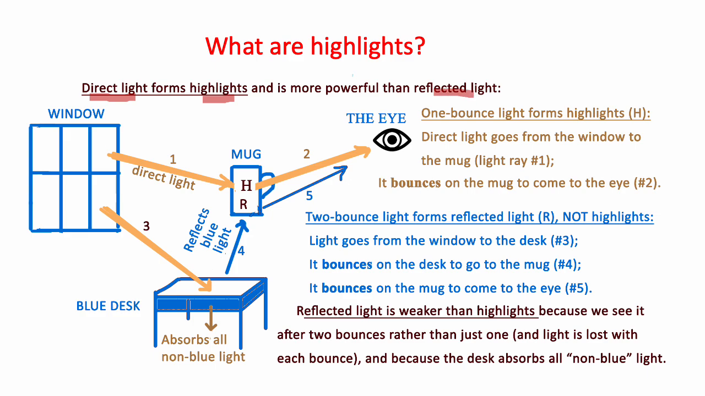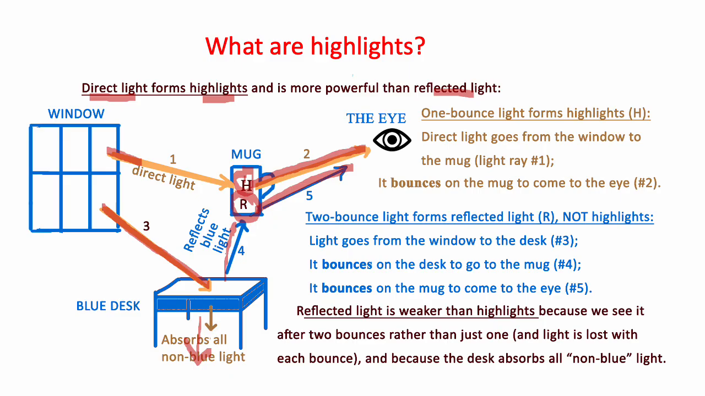So when light comes from a light source, like a window, it hits the mug and causes a highlight. This highlight looks exactly like the window, and it sends that information to our eye, so we see the little window on the mug. In contrast, light from the window hits the desk. The desk reflects only blue light since it's a blue desk. It absorbs all non-blue light, and it causes reflected light on the mug. It does not cause a highlight, and that reflected light is sent to our eye so that we see it.